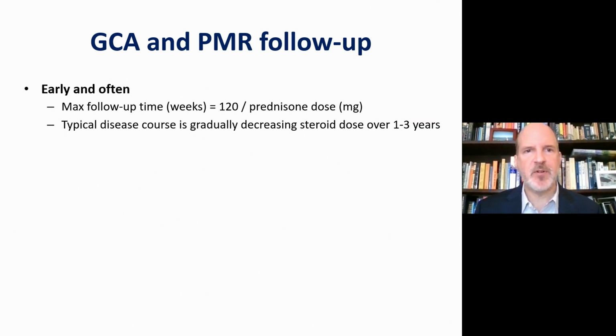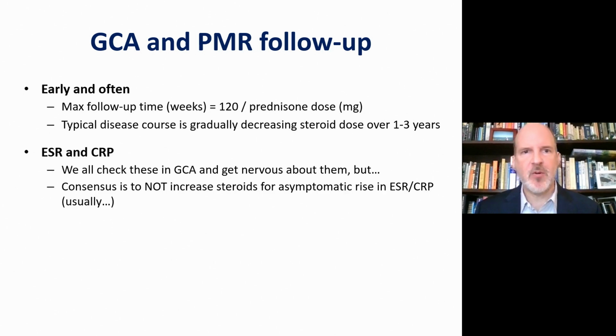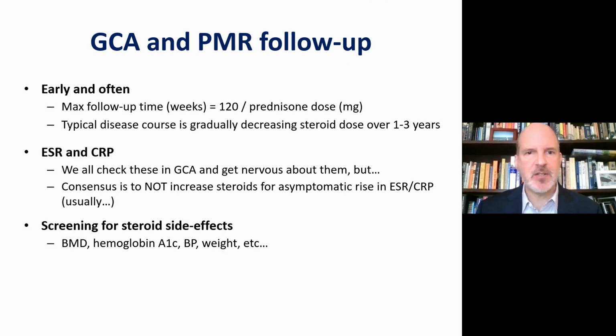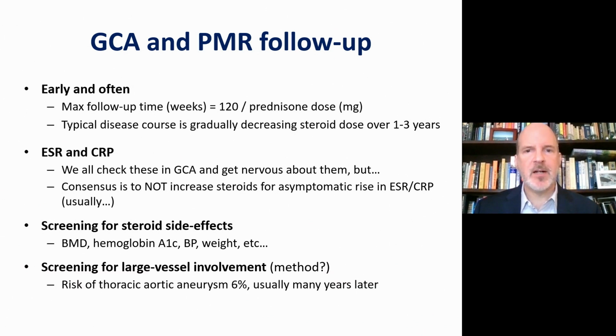These are old people, and if they weren't frail to begin with, they become frail once you put them on high doses of steroids. It's often gone between 1 and 3 years, but not always. I check them in follow-up, but I try not to treat on the basis of the markers alone. It depends how devastating it would be for a patient to have a relapse. And screening for side effects is something we do when we're being good doctors, but we often rely on primary care to help with that as well. I'll just mention that we should do some sort of screening for large vessel involvement because there's a risk of a thoracic aortic aneurysm in 6%.